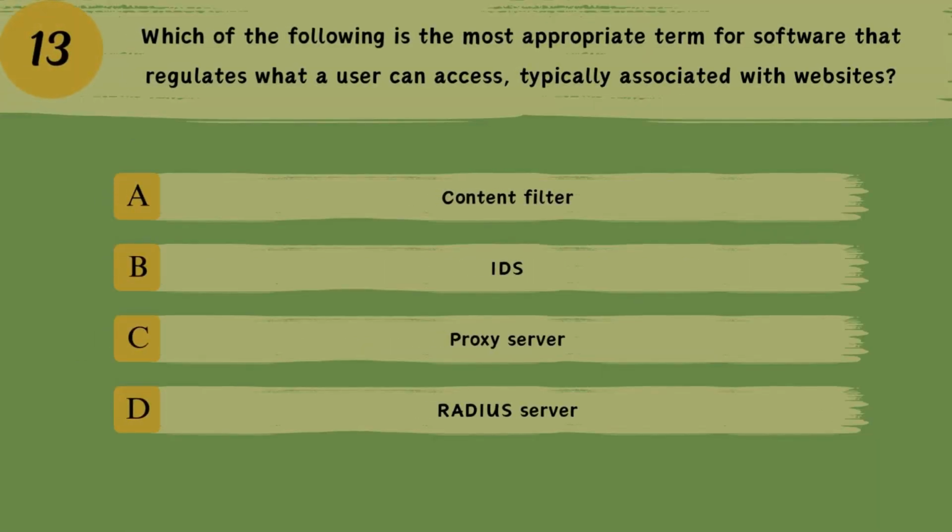Question 13. Which of the following is the most appropriate term for software that regulates what a user can access, typically associated with websites? A. Content filter. B. IDS. C. Proxy server. D. Radius server. Correct answer: A. Content filter.